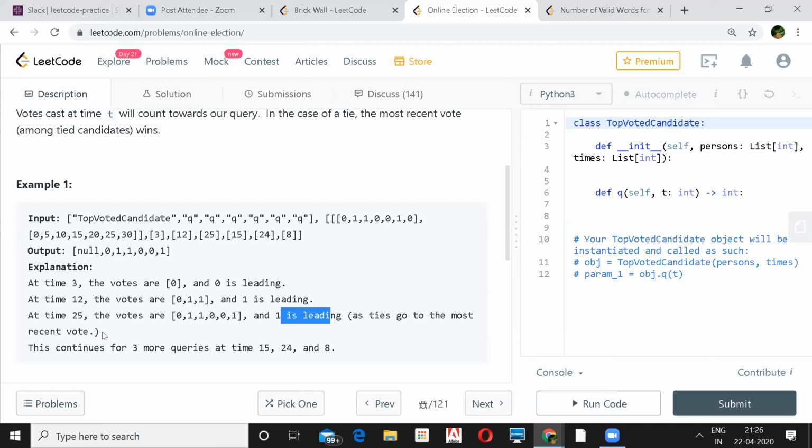Yeah. Got it. Initially it was so confusing. This question I didn't understand. So yeah.